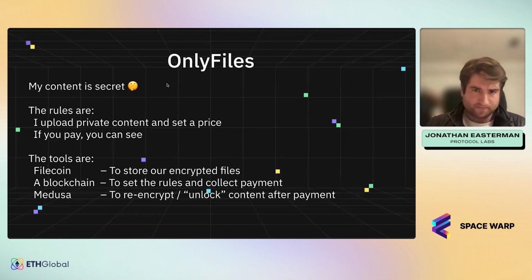And the tools for this particular demo are, I guess, threefold. One, we have Filecoin, mainly just to store unencrypted files. We have a blockchain, and so we could use the FVM, and Medusa is deployed on the Hyperspace testnet, so you could use that. We also have it deployed on Arbitrum Goerli, but essentially you need a blockchain to write your policy in a smart contract in Solidity for now, but maybe in the future for other platforms. You need to set the rules, and you also need a medium to collect payment, right? And then the last piece is Medusa, which handles re-encrypting or unlocking content based on payment being received.